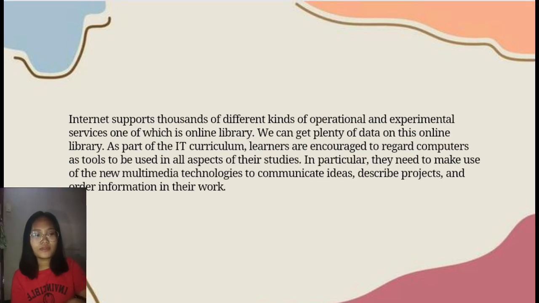Internet supports thousands of different kinds of operational and experimental services, one of which is the online library. We can get plenty of data on this online library. As part of the IT curriculum, learners are encouraged to regard computers as tools to be used in all aspects of their studies. In particular, they need to make use of the new multimedia technologies to communicate ideas, describe projects, and order information in their work. So by using the multimedia technologies, students can communicate their thoughts in more creative and interactive ways, helping them better understand and present their work.